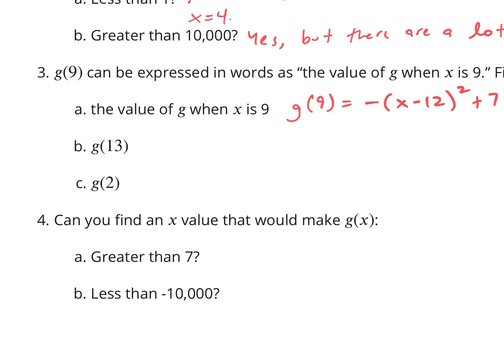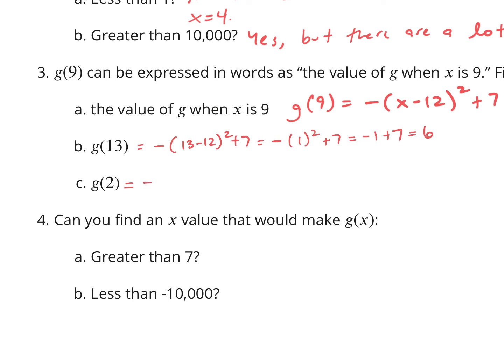Let's do g of 13. We have negative (13 minus 12) squared plus 7. 13 minus 12 is 1. 1 squared is 1, but again, that negative sign outside of the parentheses is going to make it negative 1. And negative 1 plus 7 is 6. So g of 13 equals 6.